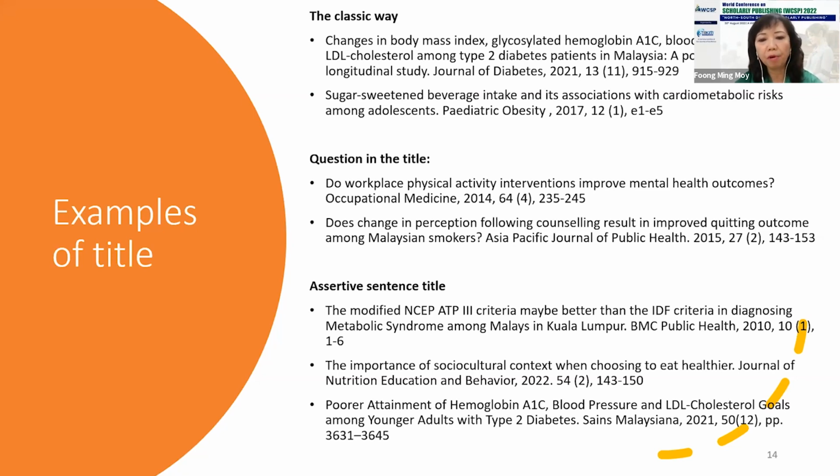The next example is: the importance of sociocultural context when choosing to eat healthier. So the finding is that sociocultural context is very important for adults in choosing a healthy diet. So this is the answer of the research. Or the last one is: poor attainment of HbA1c, blood pressure, and LDL cholesterol goals among younger adults with type 2 diabetes. So this paper was trying to compare whether younger adults with type 2 diabetes have better or poorer attainment in HbA1c, blood pressure, and LDL cholesterol. So the answer is that the younger adults actually perform poorer in these diabetes indicators.